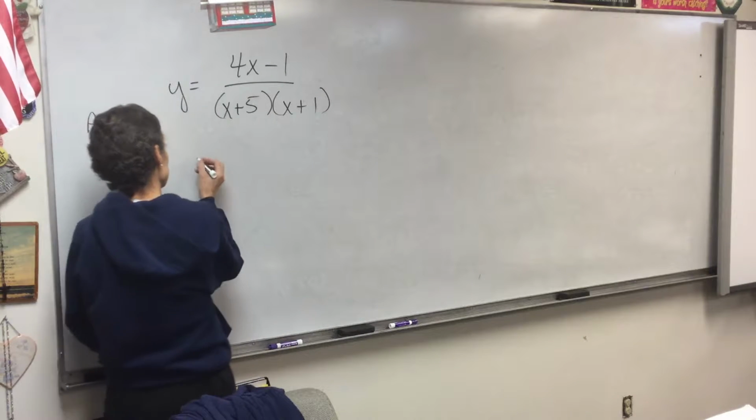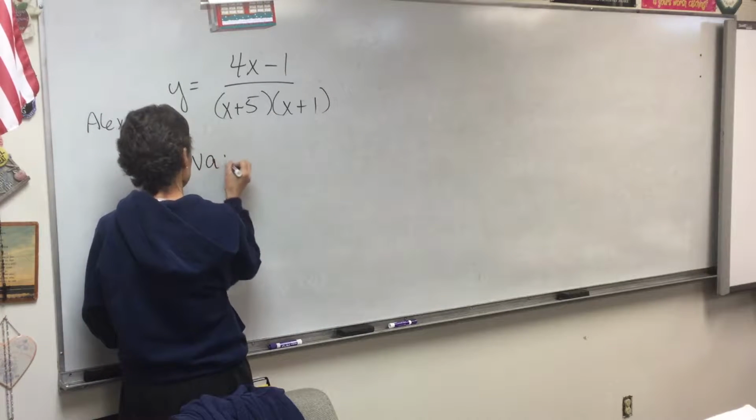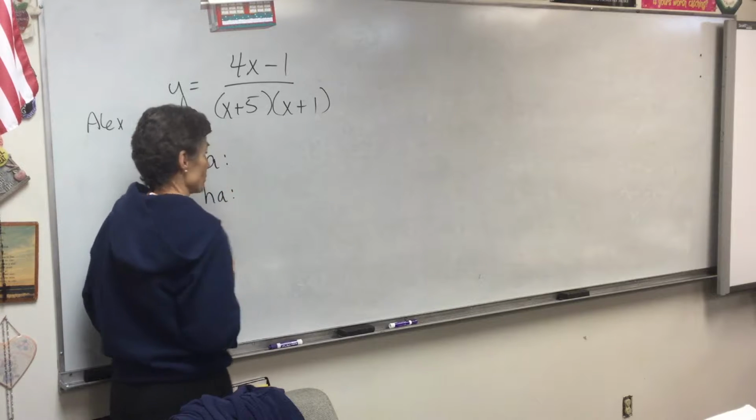Now remember, you have two kinds of asymptotes. You have vertical asymptotes and horizontal asymptotes.